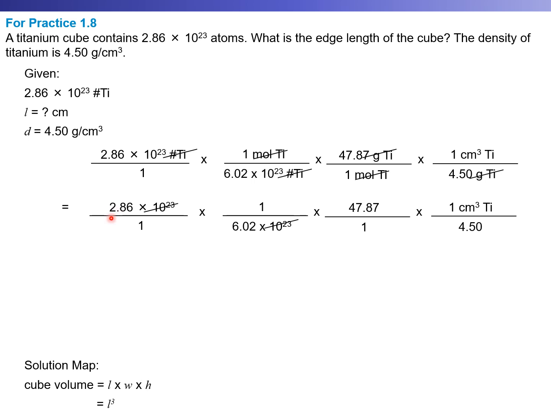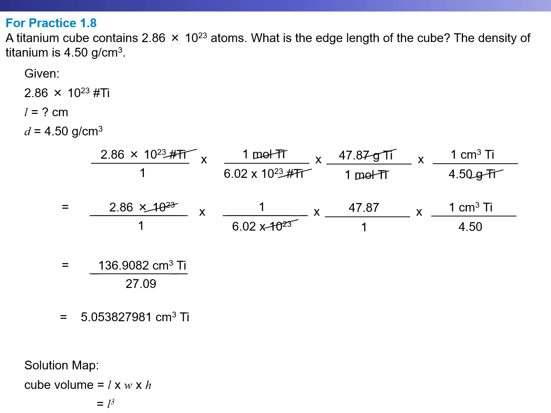So I'm going to multiply 2.86 by 47.87, and then I'm going to multiply 6.02 by 4.5, and I end up with something that looks like this: 136.9082 centimeters cubed of titanium over 27.09. And I like to hang on to all these extra decimal places because I'm not in the mood for rounding at this point. Now at this point, I'm going to divide the top value by the bottom value, and I end up with 5.05382791 centimeters cubed of titanium.